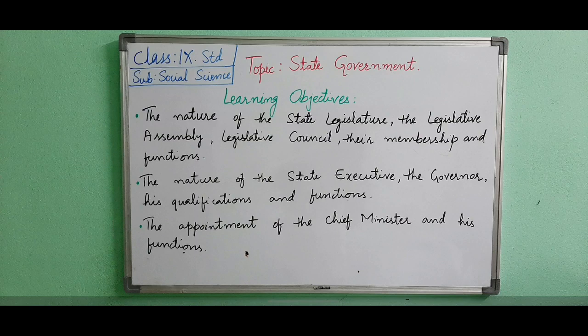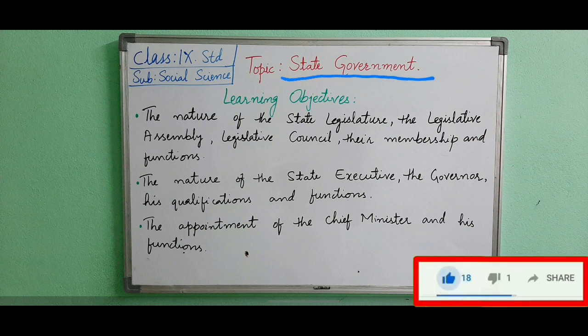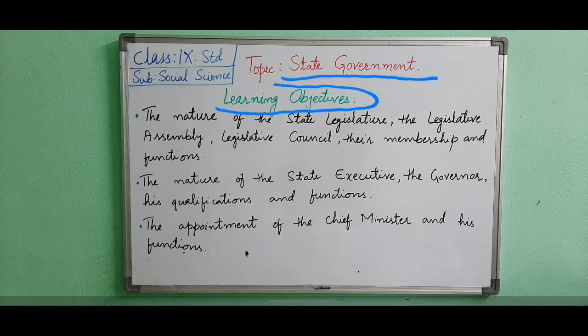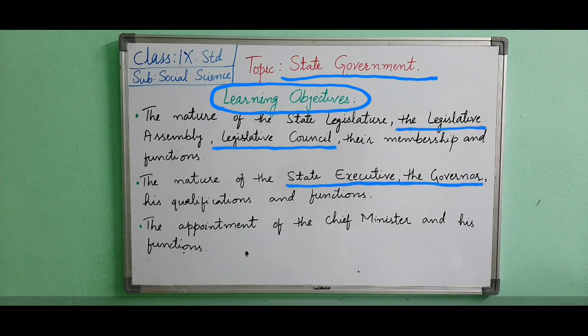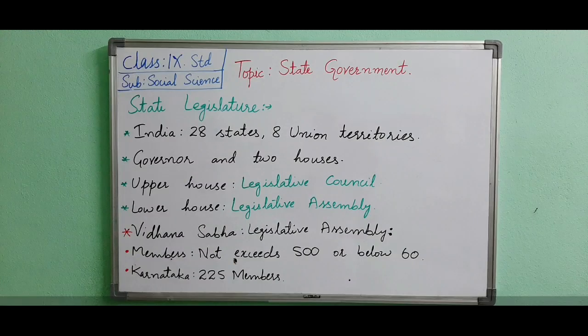Hello everyone. Today we will study the third chapter from Political Science of class 9, that is state government. In this lesson, we will learn about the nature of state legislature, the Legislative Assembly, Vidhan Sabha, and the Legislative Council, Vidhan Parishad, their membership and functions. The nature of the state executive, the governor, his qualification and functions, the appointment of the chief minister and his functions.